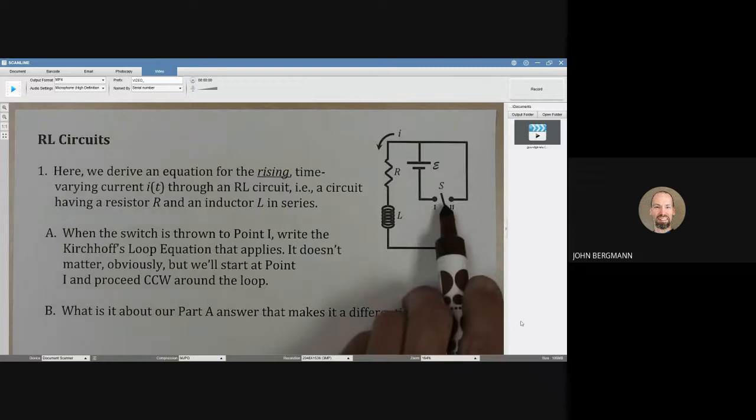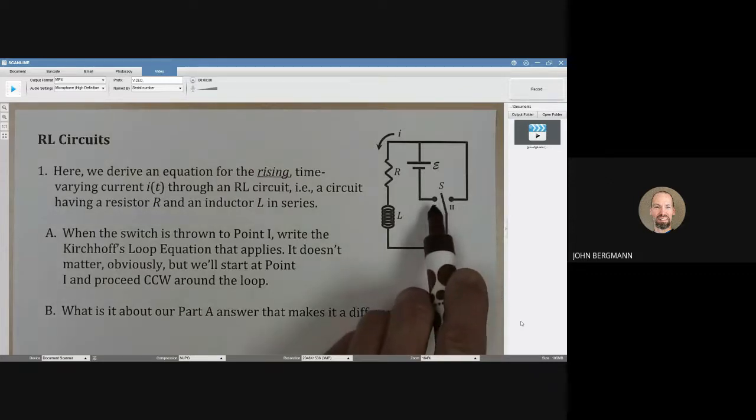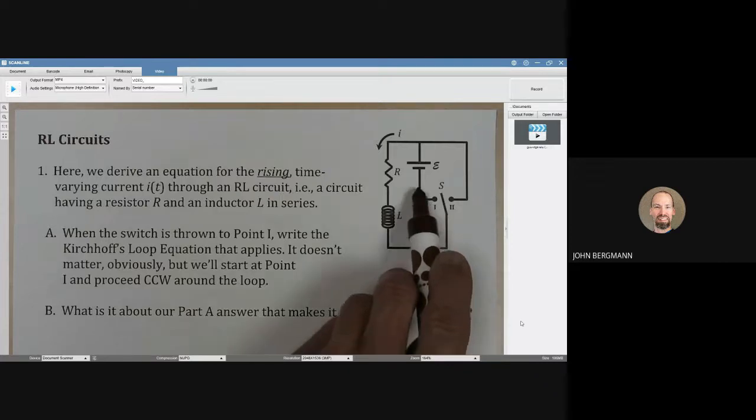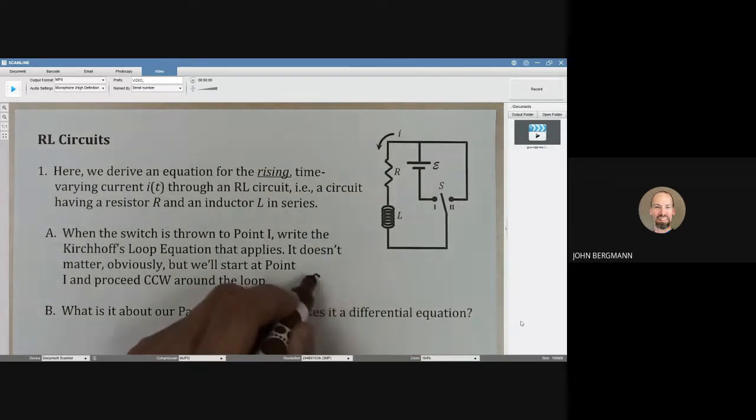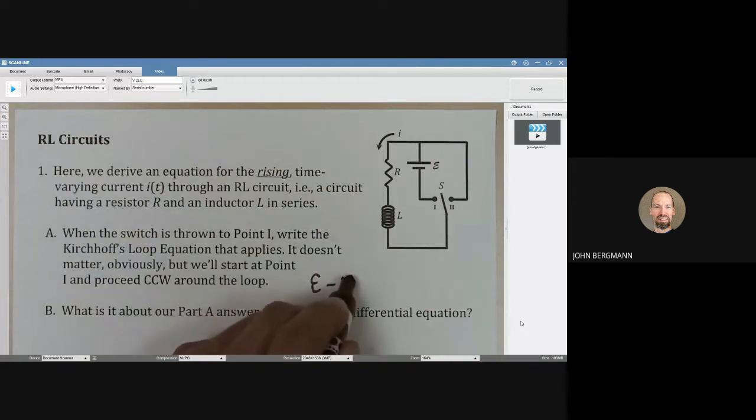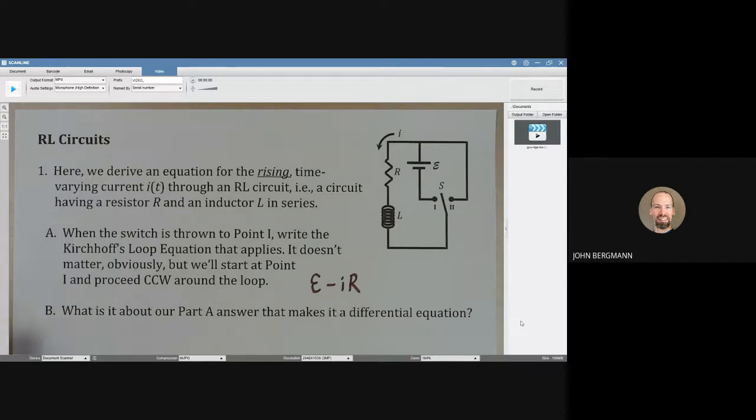When we throw this switch over to point 1, we're going to write Kirchhoff's loop equation. First thing we run into is the battery, which has a voltage of E. Then we run into the resistor that has a current I through it. We could write this I with a t in parentheses after it because that is a current that is changing with time, but just to save space, we're going to write it little i. Quite often, whenever there is a current that is changing with time, it's represented by a lowercase i rather than a capital I, but that's sometimes just a personal preference. Anyway, we're going to leave it like that for now.